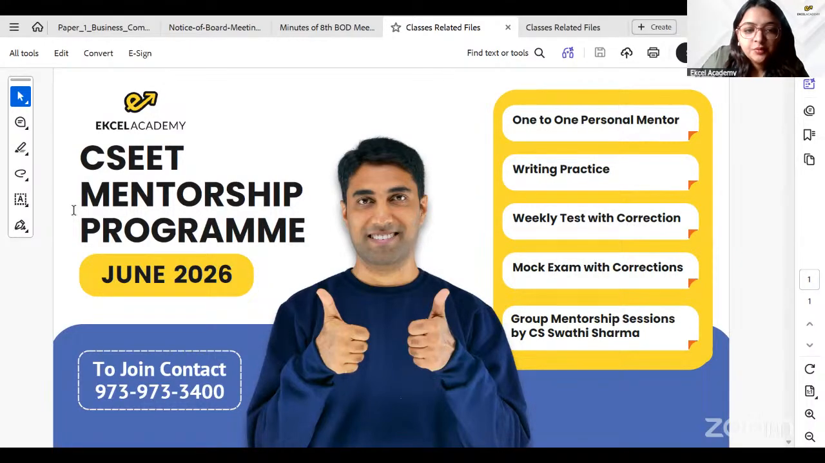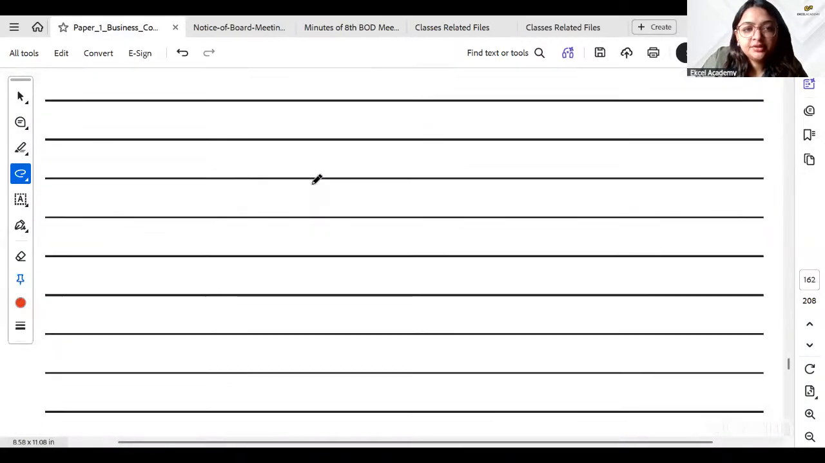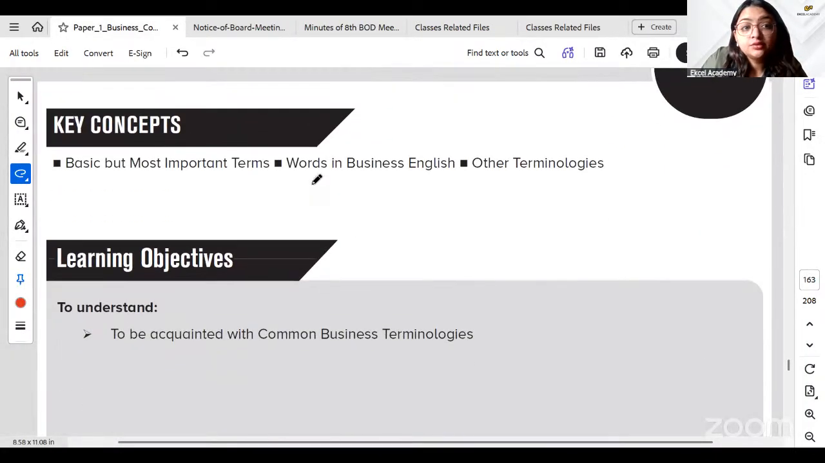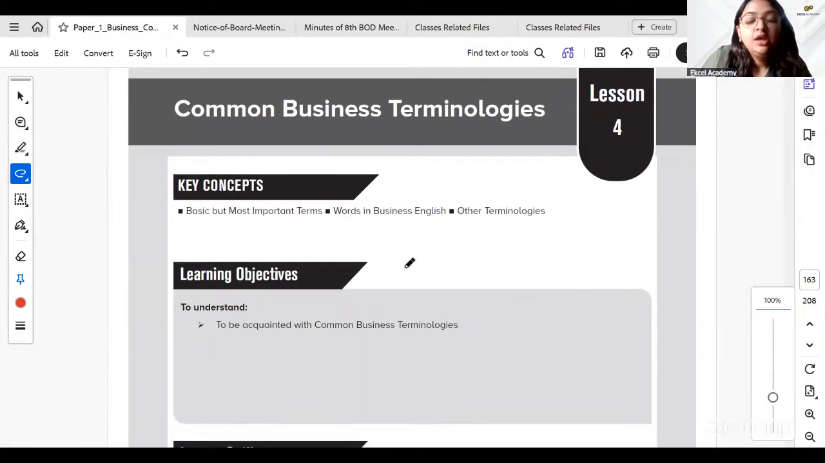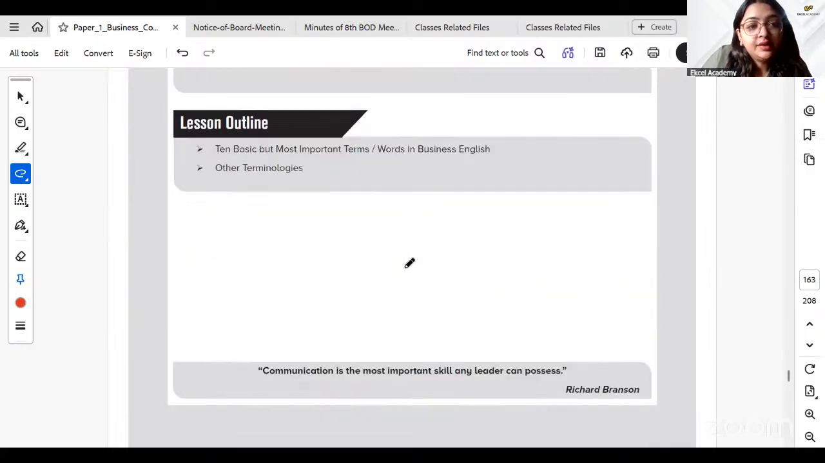Great. I hope you all have got a good break and we are ready to begin with the next chapter. Okay, that is chapter 4. All right. So we have completed chapter 3 and now we will be proceeding to chapter 4, which is nothing but your common business terminologies. Okay. So in this, there are a list of different terms that you will be using time and again in a business setup. So let us understand each one of them one by one.